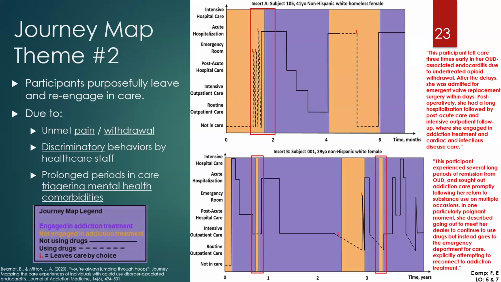Other participants experienced several long periods of remission from opioid use disorder and sought out addiction care promptly following her return to substance use on multiple occasions. And on one particular moment, she described going to meet her dealer and continued to use drugs, but instead went to the emergency department for care, explicitly attempting to reconnect to her addiction treatment.